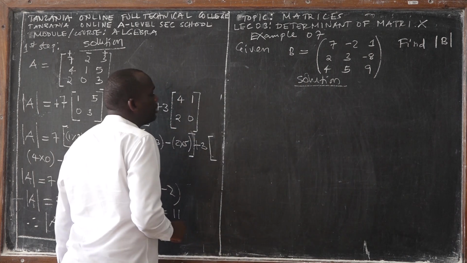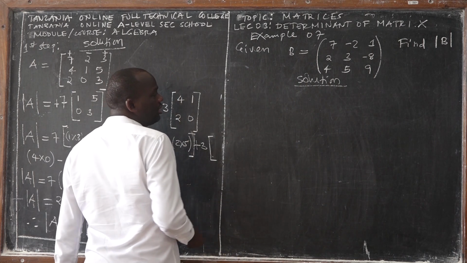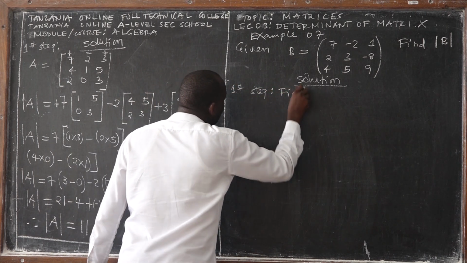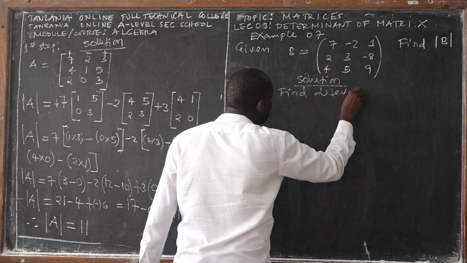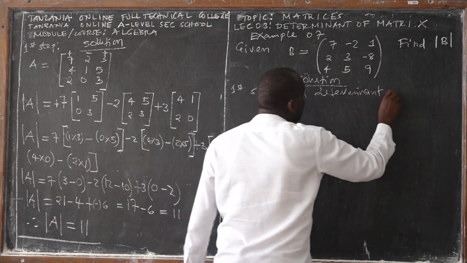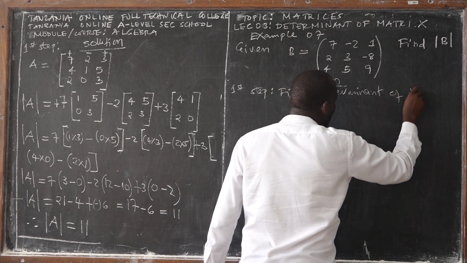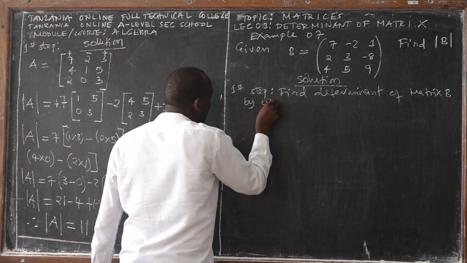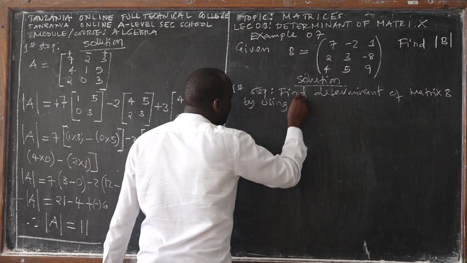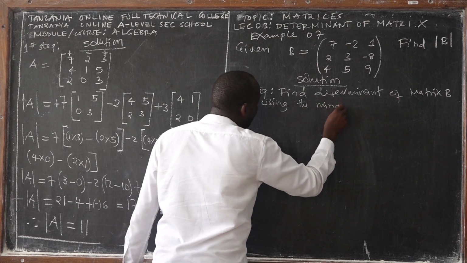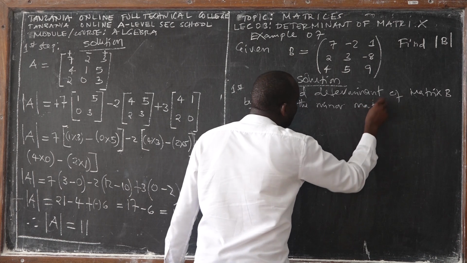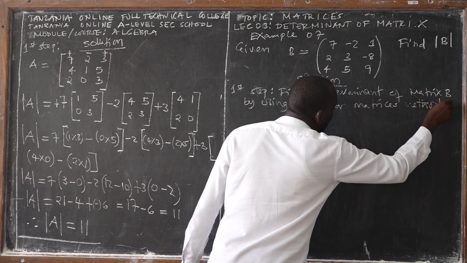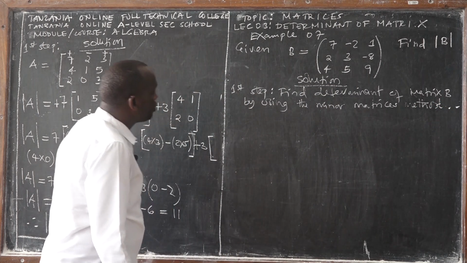So solution, we say that, well, we have to find determinant by using what? So the first step, you may say, find determinant of matrix B by using the minor matrices method. Minor matrices method. Okay, so how do we find it?